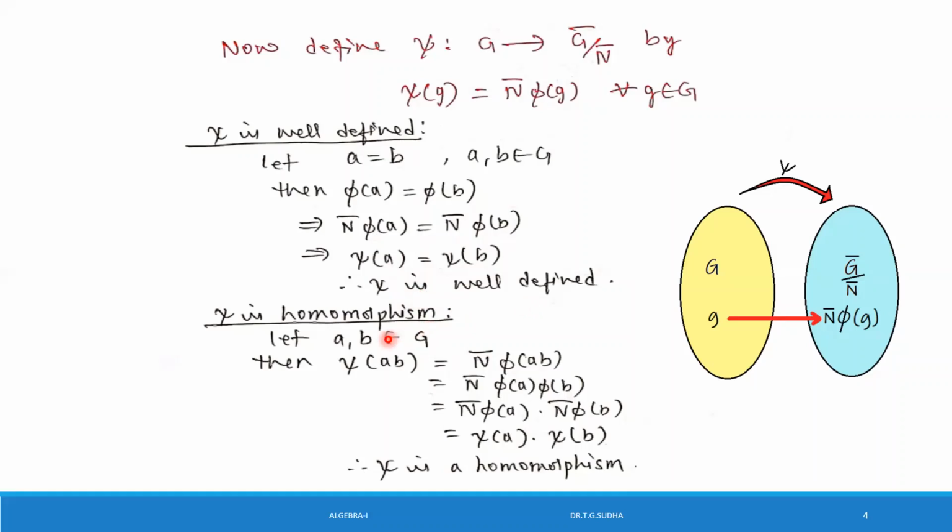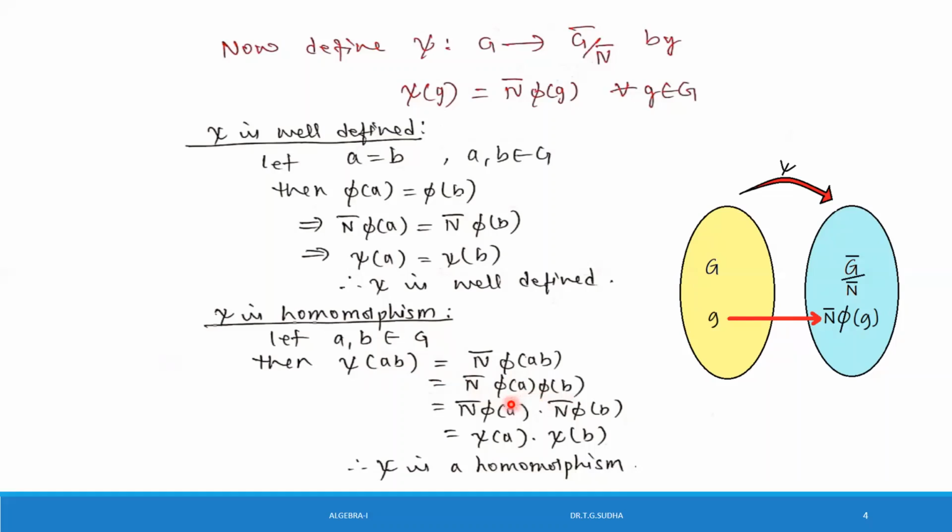Now, next let us prove that psi is a homomorphism. For that, let us consider two elements A and B belonging to G. Consider psi of AB. By the definition of psi, this will be n bar phi of AB. But phi is a homomorphism. Therefore, we get n bar of phi of A into phi of B. And this is a coset generated by AB.